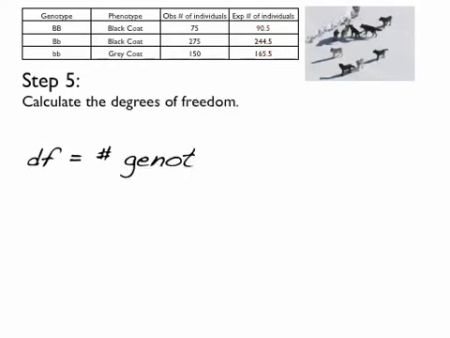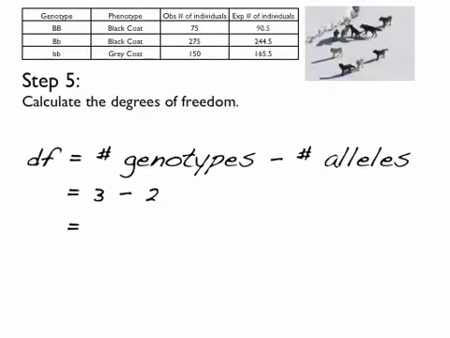So step 5 is calculating the degrees of freedom. And for us, the degrees of freedom are equal to the number of genotypes minus the number of alleles, which is equal to 3 minus 2, or 1.